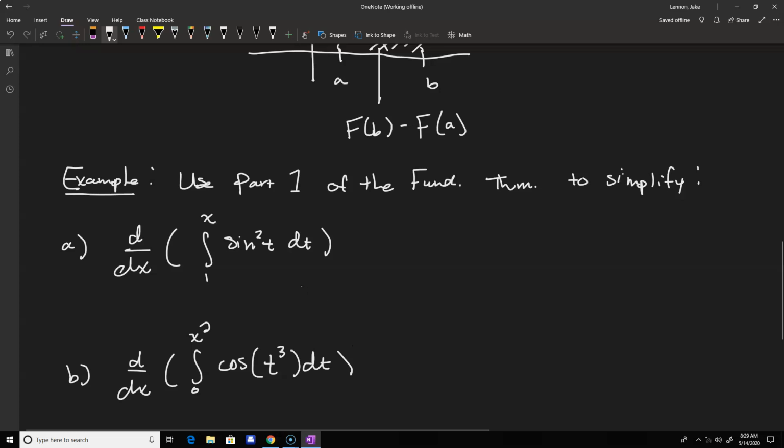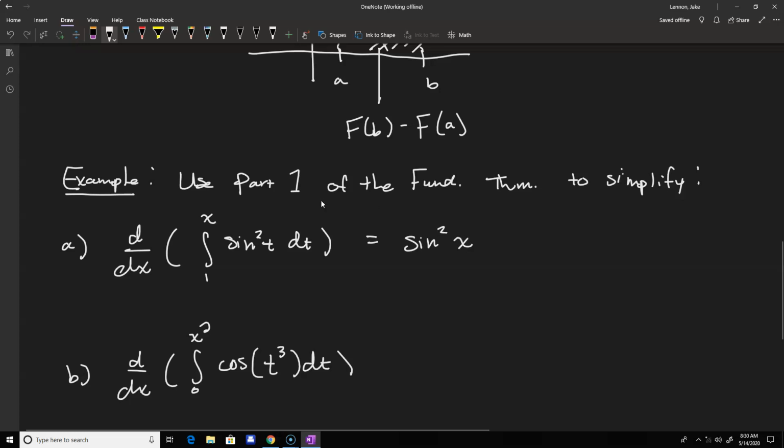So the first example is pretty straightforward. Again, we know sine of t is going to be continuous for all real numbers, so sine squared of t is also going to be continuous for all real numbers. So the continuity hypotheses are something we don't really have to worry about. For this one, all we have to do is go ahead and replace the variable. There's nothing tricky to do there. So the derivative and the integral essentially, quote unquote, cancel, and we just end up with sine squared of x.